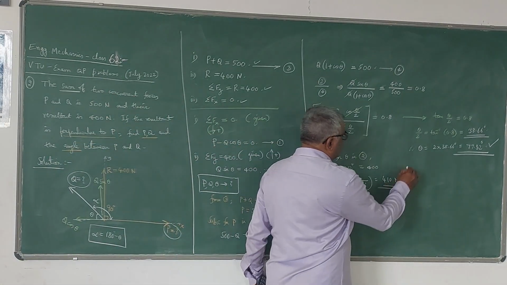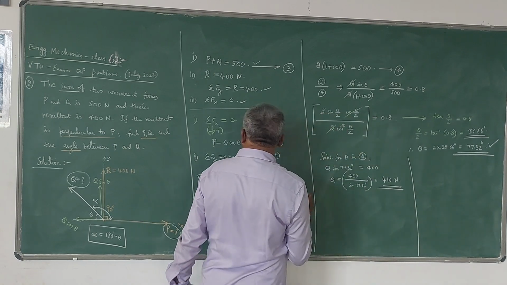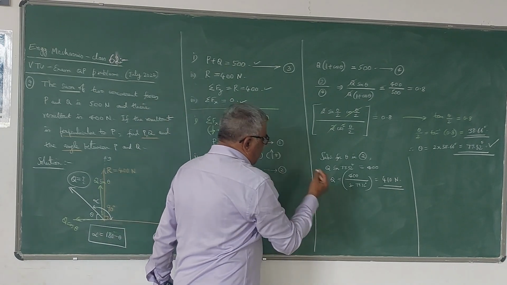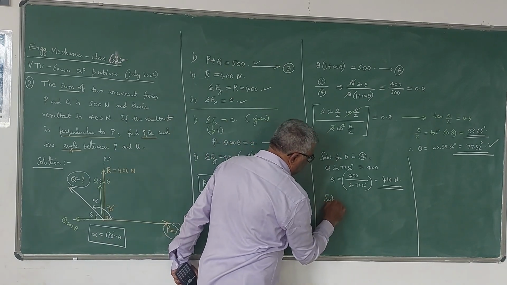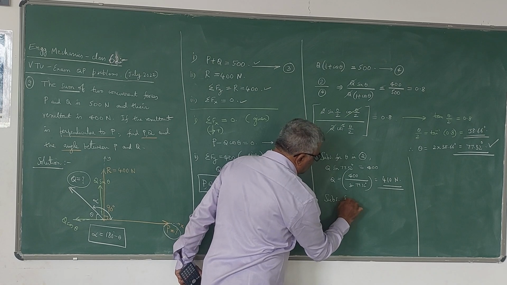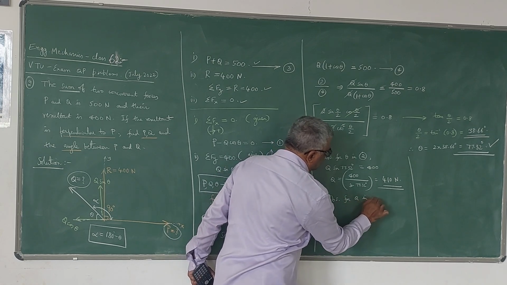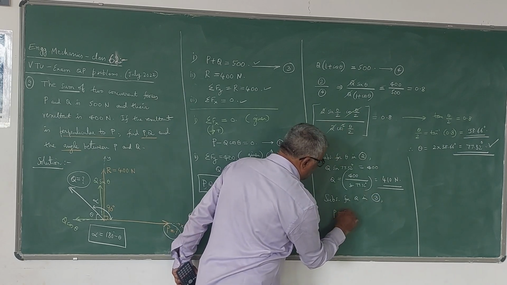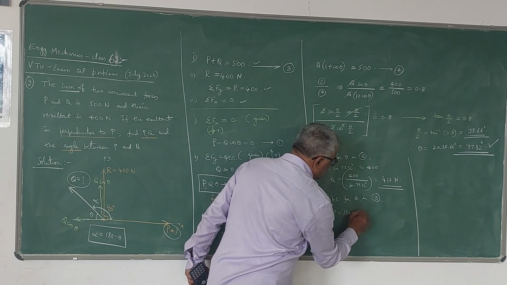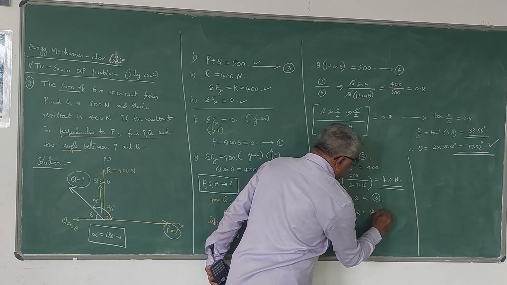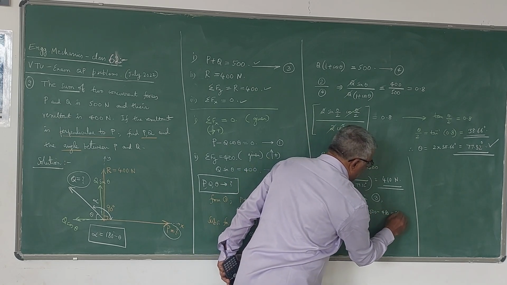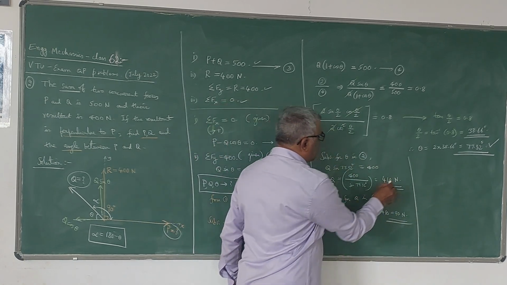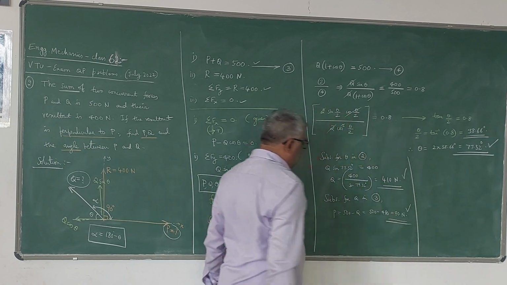Once you get the value of Q, P can be obtained either by using equation 1 or equation 3. We know that the sum of the two forces, substituting for Q in equation 3, P will be equal to 500 minus Q, which is 500 minus 410, which is 90 Newton. So like this, we have to find out all the three unknowns. We got the value of theta, and we got the value of Q.